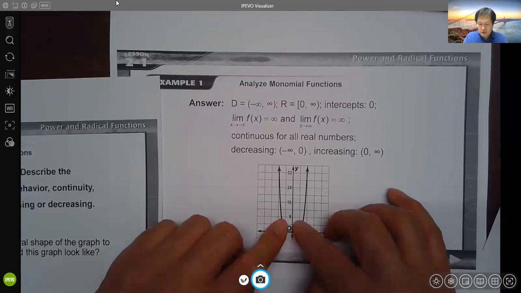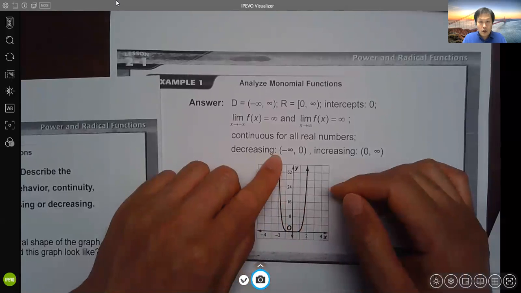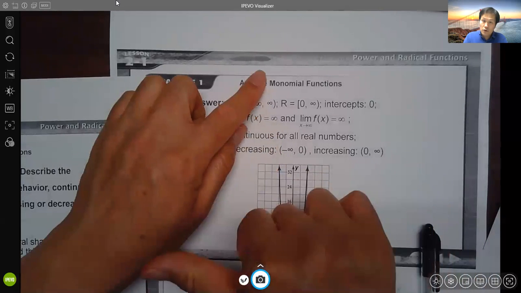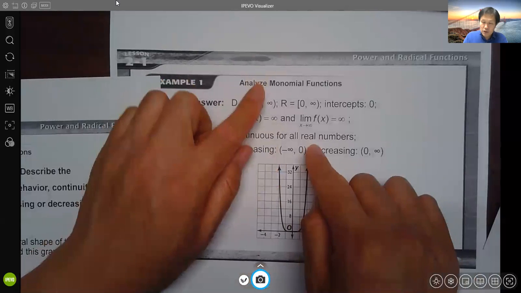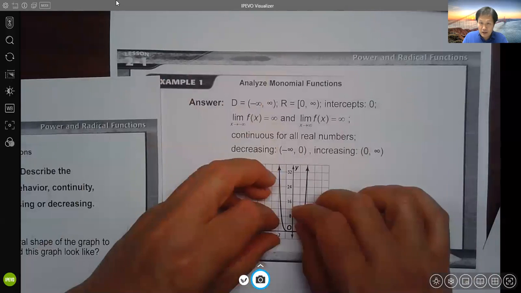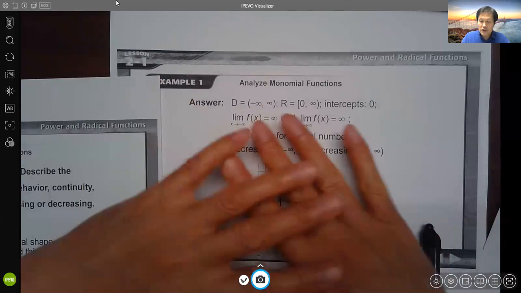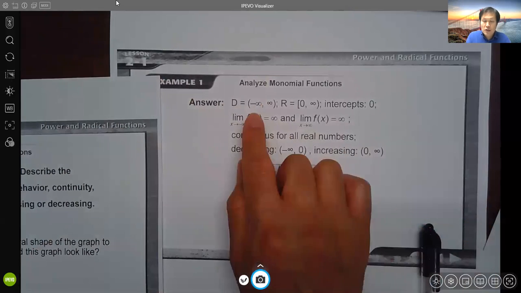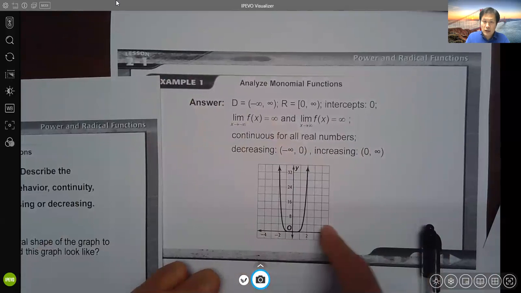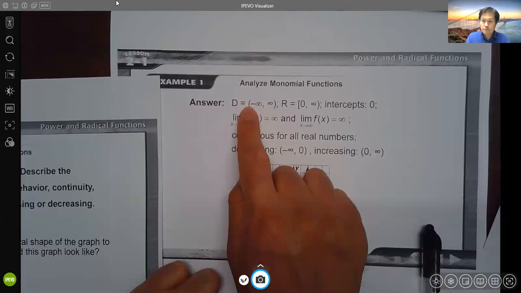If you look at this graph, it keeps going up, but it also keeps going to the left forever. It keeps going up, and it also keeps going to the right. It keeps expanding forever to the left and right and covers everywhere. So the domain is all real numbers, negative infinity to infinity. That's the domain.